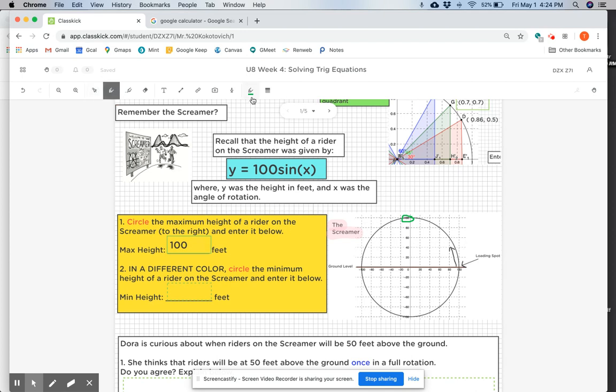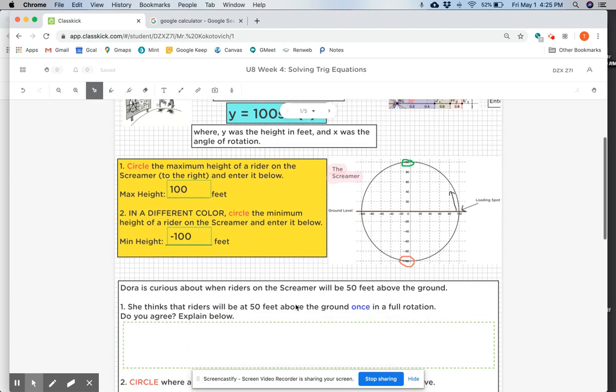Now it's asking us to, in a different color, circle the minimum height of a rider on the Screamer and enter it below. So I know that the lowest it can be is 100 feet below ground, which we'll write as negative 100 feet. Okay, negative 100 feet.